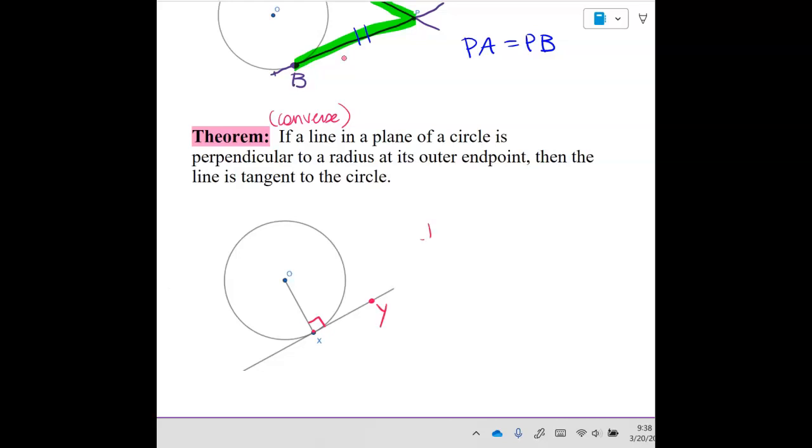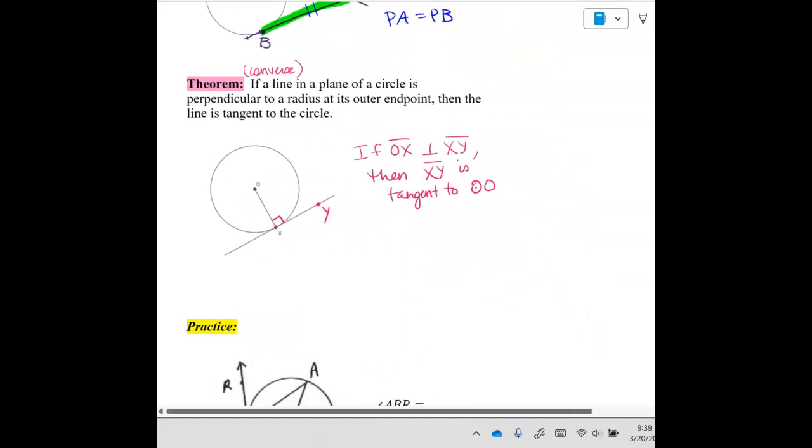And what this theorem is telling us is if OX is perpendicular to XY, then we know that XY is tangent to circle O. And remember, I can use the symbol for a circle, which is just a little circle with a dot in the middle for the center. So that's all that theorem is telling us.